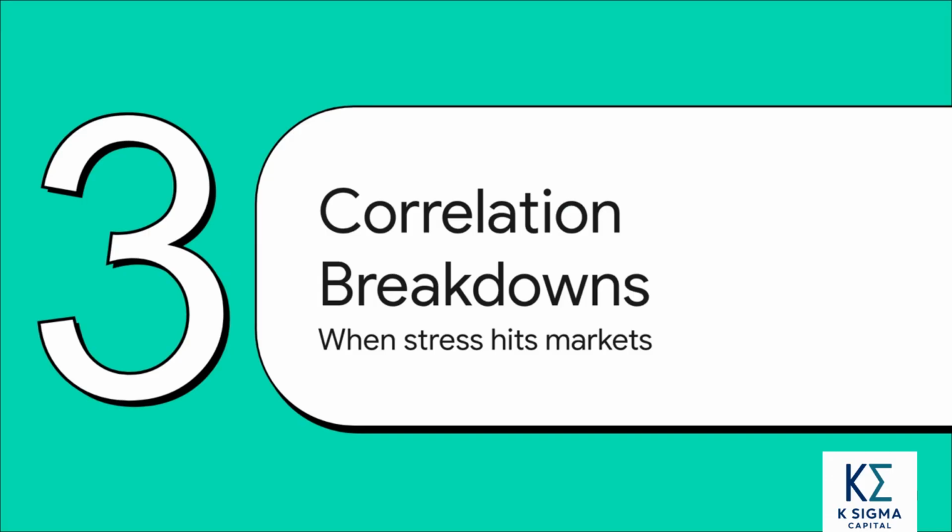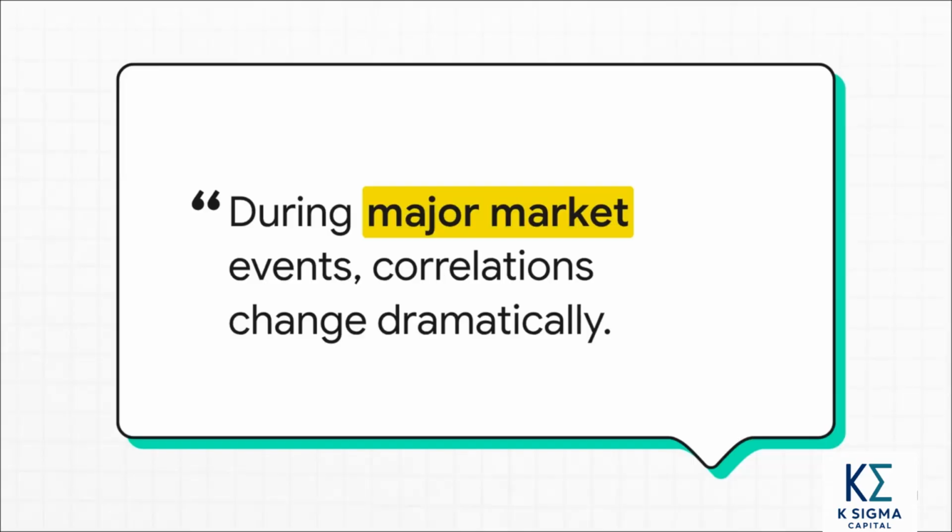Moving on to Section 3, when market correlations break down. This is the math behind market panics. This quote from a Bank for International Settlements study cuts right to the heart of the issue. During major market events, correlations change dramatically. This right here is the fatal flaw of naive diversification. You build your portfolio assuming your assets will behave differently from one another, mostly based on historical averages.